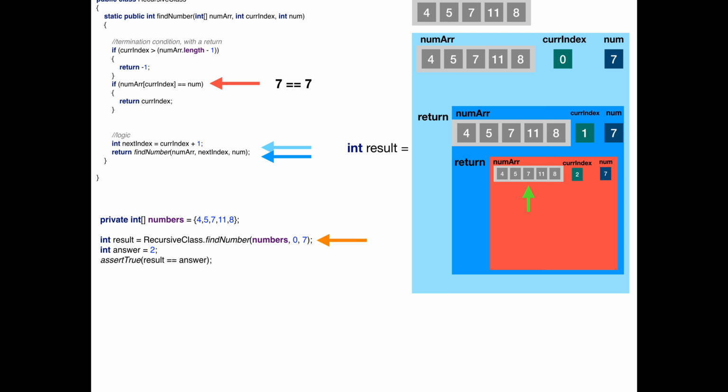So it's going to say, is 7 equal to the number I'm looking for? And the number I'm looking for is 7. So yes, it is. We're finally going to return something. And what we're going to return is whatever current index's value is right now. So current index's value is going to be returned.